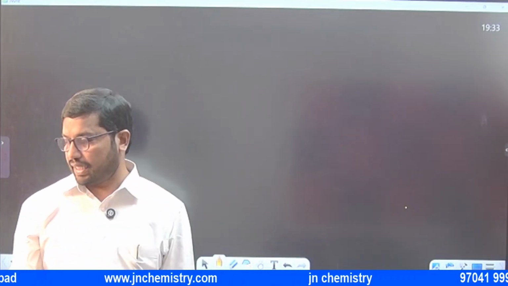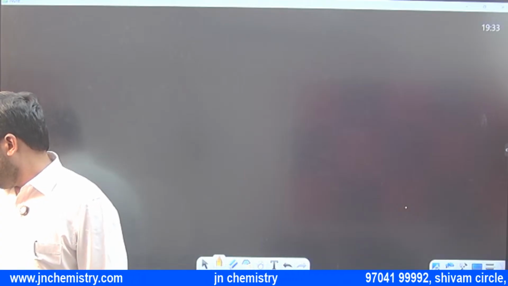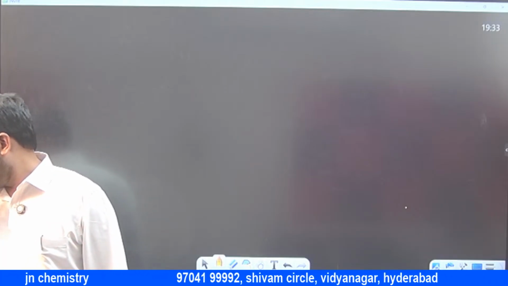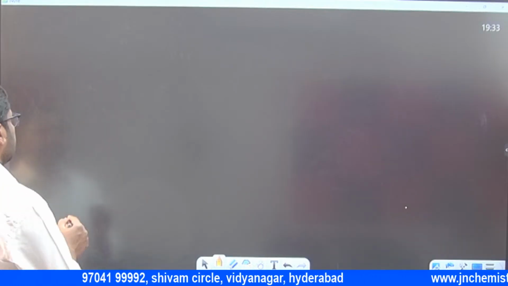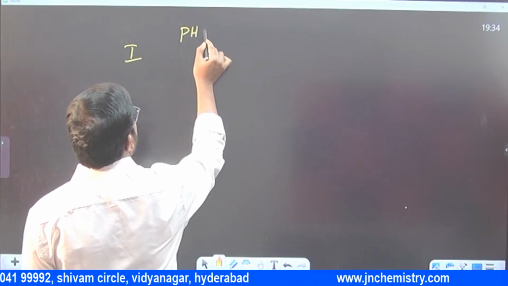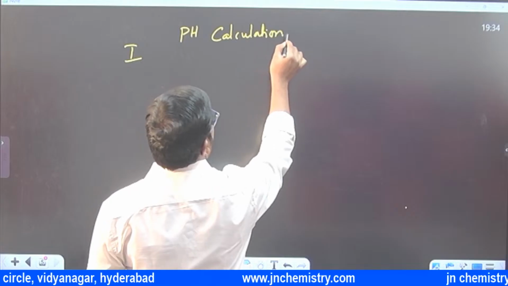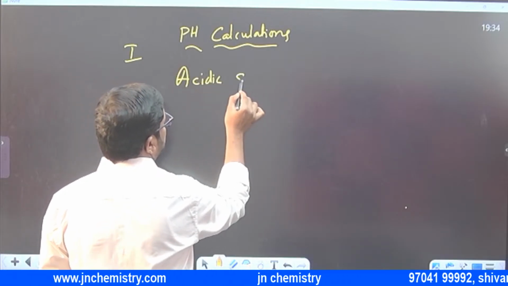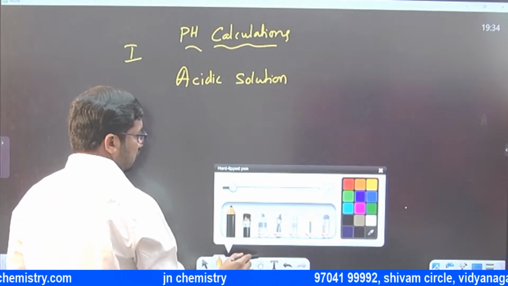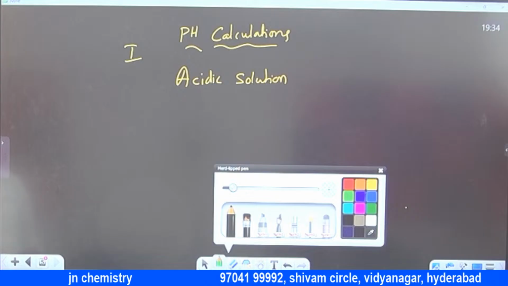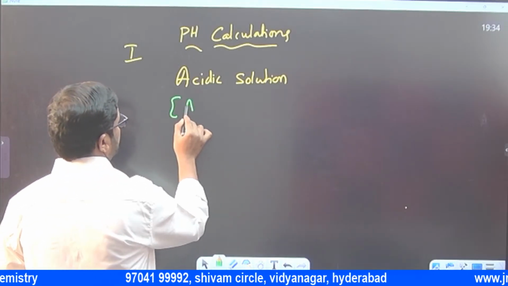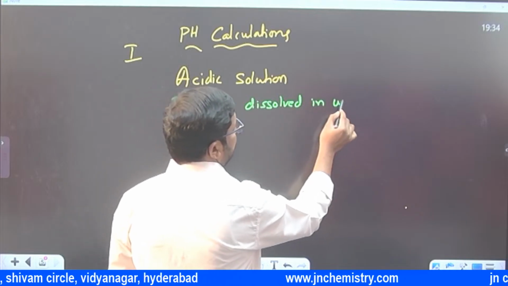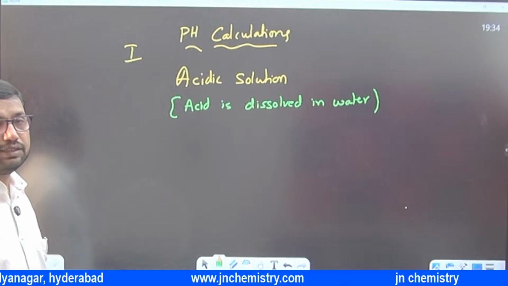pH calculations. Put the heading pH calculations. First, case 1: acidic solution. Acid is dissolved in water.